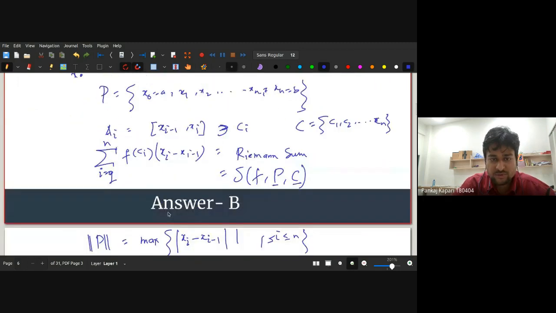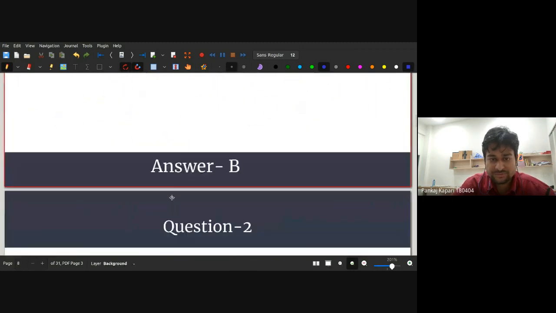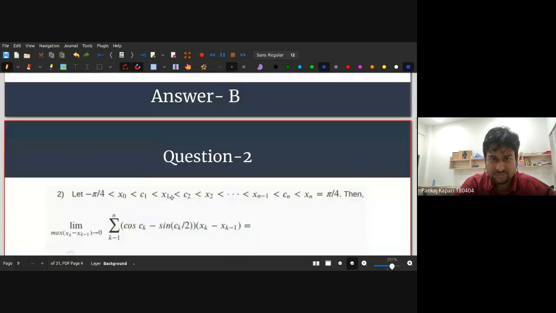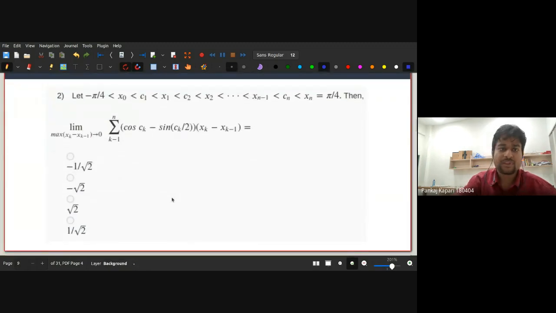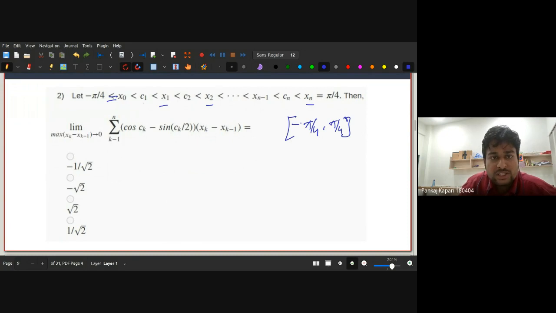Okay, so let's move to the next problem. Again, in this question, we have to find this limit. So now you can see that this is again a Riemann sum where a partition is given. So what is the interval here? The interval is minus pi by 4 to pi by 4. A partition is given and the choice set is also given, these values of c.